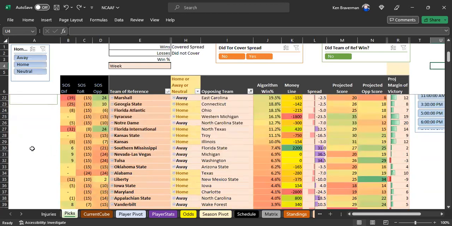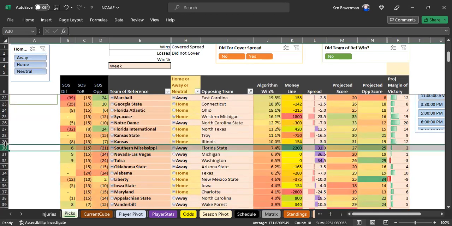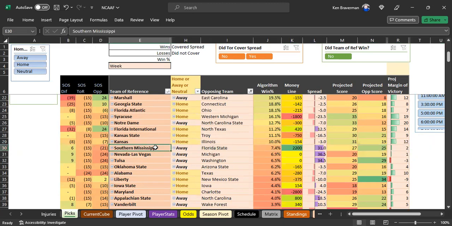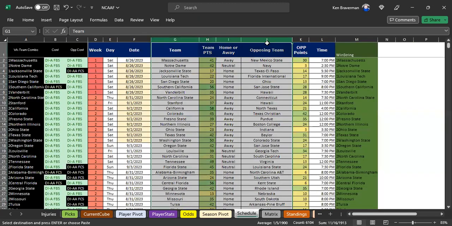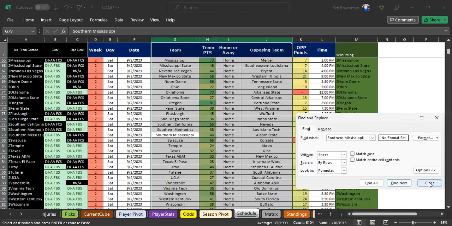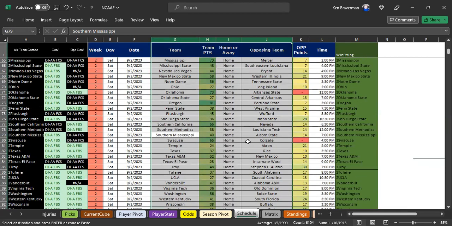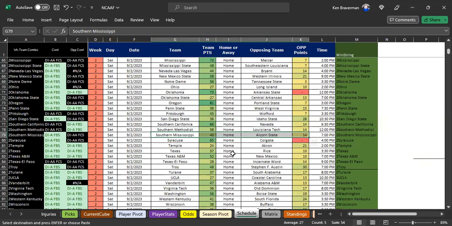So that game's right here. And Southern, oh, it's not Mississippi State, it's Southern Mississippi. Hold on a second. The wrong team. Who'd Southern Mississippi play? They beat Alcorn State 40-14. Similar situation in that they held their opponent to a lot less.